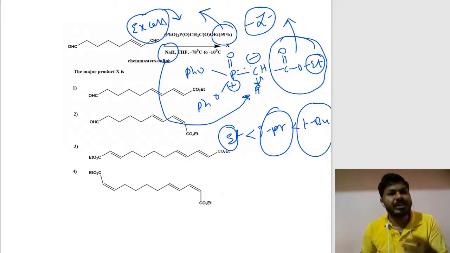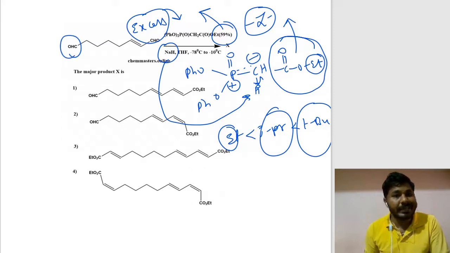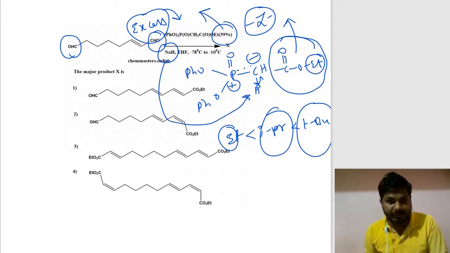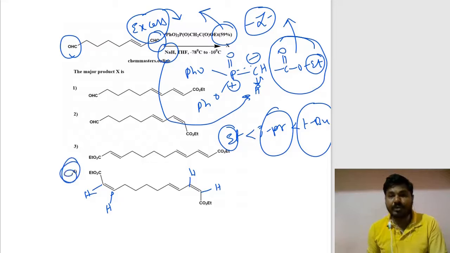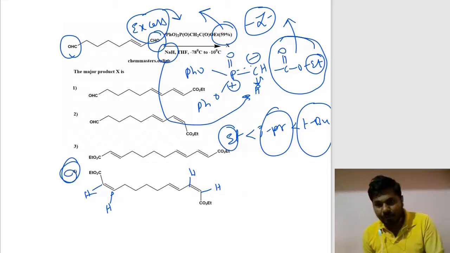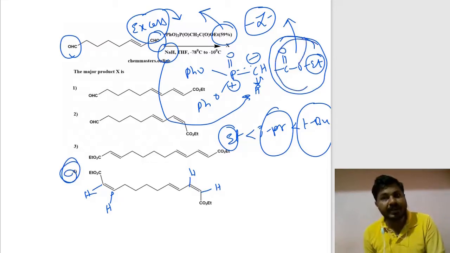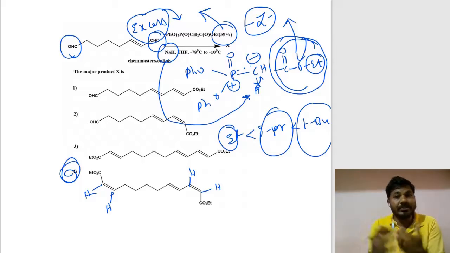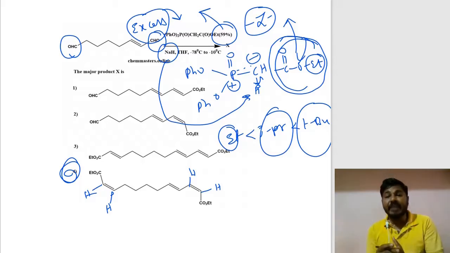Whenever we have taken excess phosphorus ylide, it can react with both isolated aldehyde and alpha beta unsaturated aldehyde and convert them into Z alkenes. Where can you find Z alkenes? In the fourth option, you can see Z alkenes are there. That's why option 4 is the correct answer. So what is the main factor to design this question? The size of the ester.